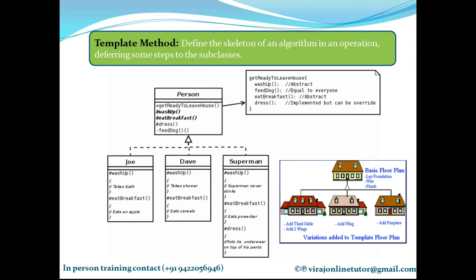So a template method is one in which we define the skeleton of the algorithm in an operation. We define the skeleton of an algorithm in the base class and we just defer some of the steps to the subclasses. I define the entire skeleton of the algorithm in the base class. So the entire algorithm is fixed. The skeleton is fixed, but I am deferring some of those steps to the subclasses.